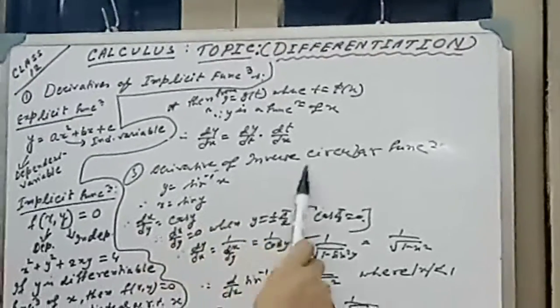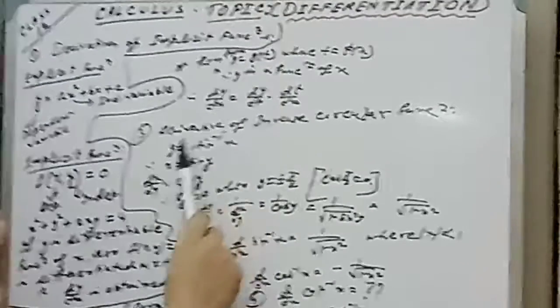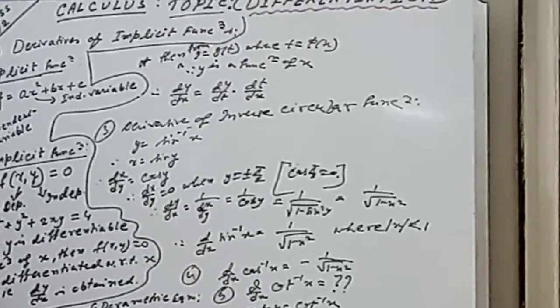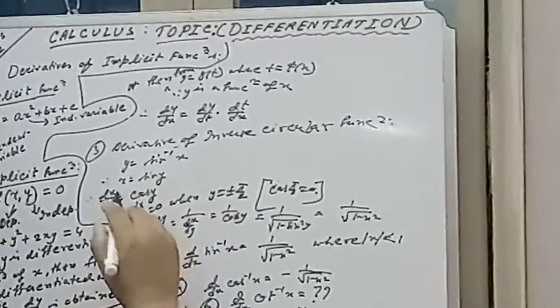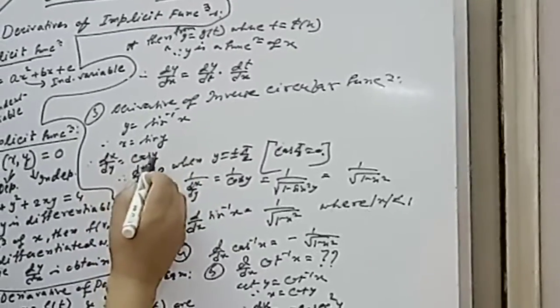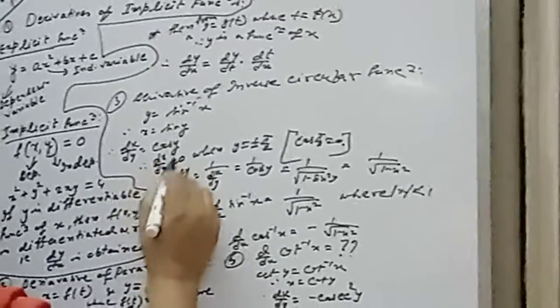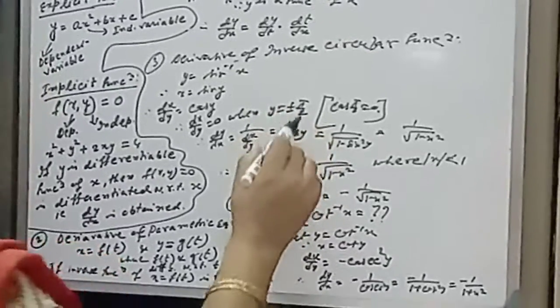Next is the derivative of inverse circular functions. y is equal to sine inverse x, cos inverse x, tan inverse x. All these are inverse functions. So y is equal to sine inverse x, where x is equal to sin y. So dx/dy is equal to cos y. When will dx/dy be 0? When y is equal to plus minus pi by 2, that is 90 degrees.